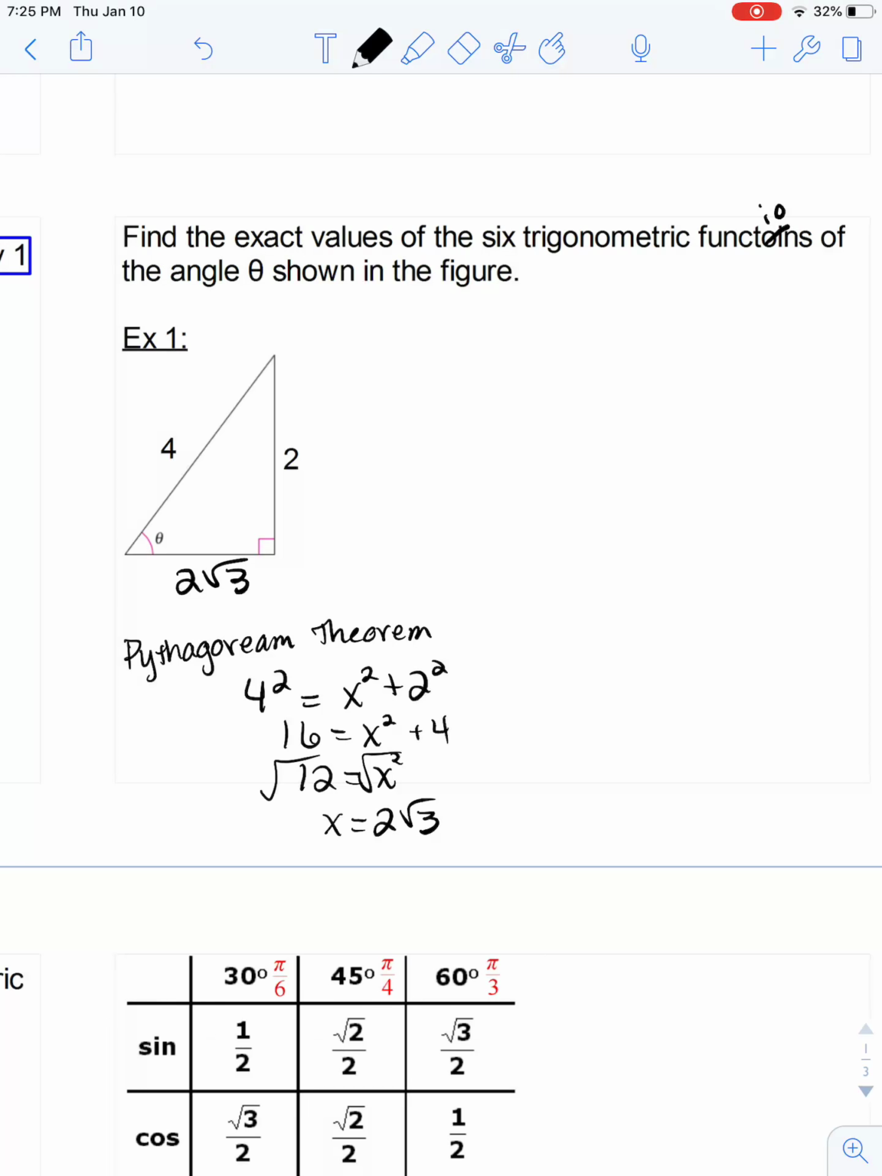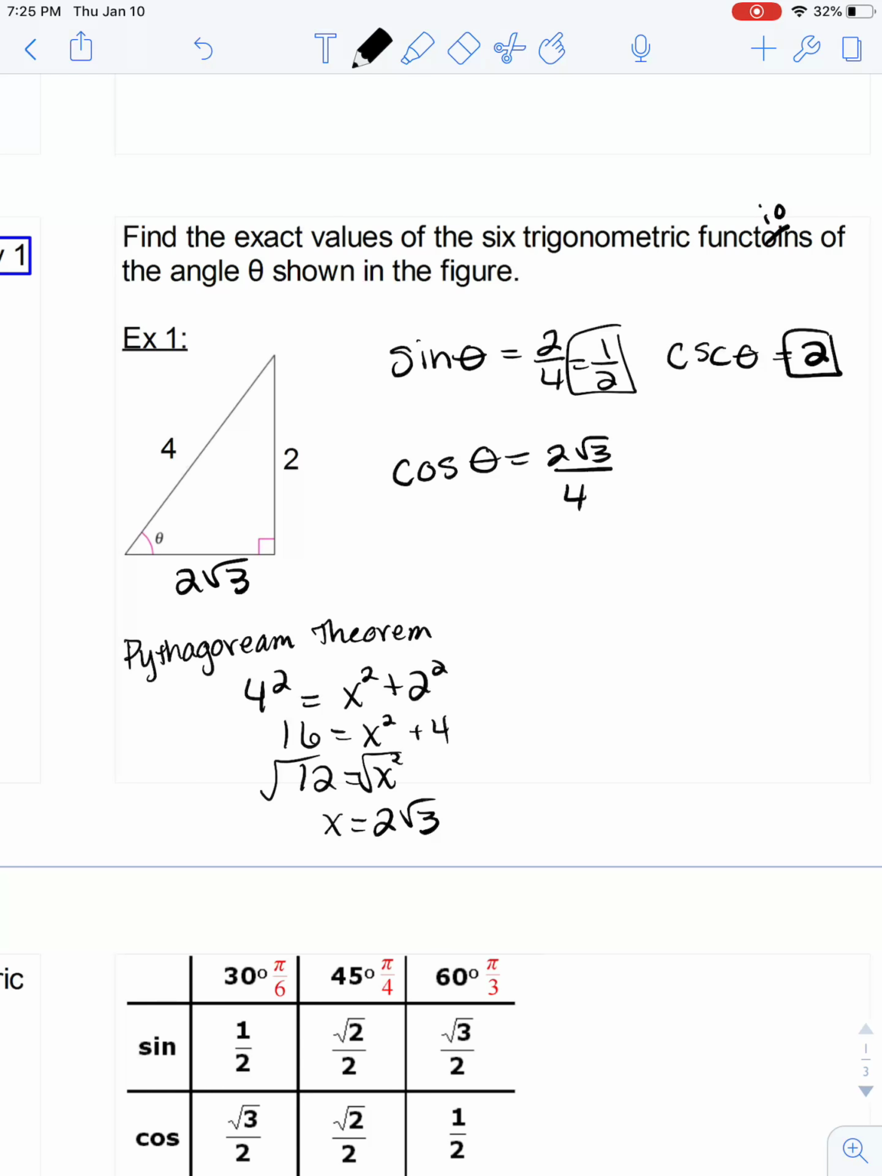Okay, now I can list all 6 trig functions. So I can say sine of theta is going to be opposite over hypotenuse. So this is going to be 2/4, which is 1/2. So its reciprocal, cosecant of theta, is just going to be 2 over 1, which is just 2. The cosine of theta is going to be adjacent over hypotenuse, which is 2 root 3 over 4. So this is going to be square root 3 over 2.